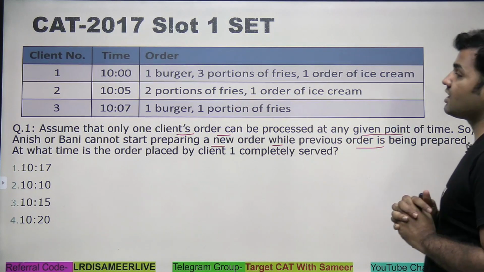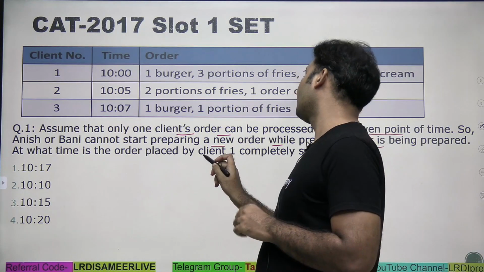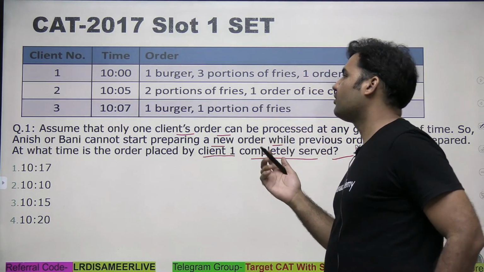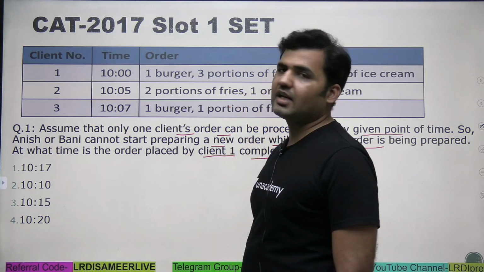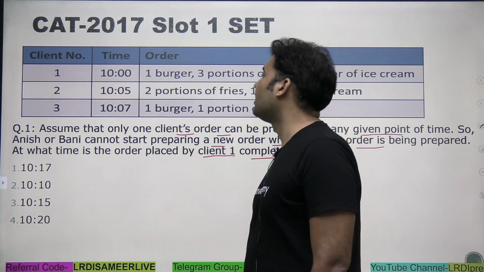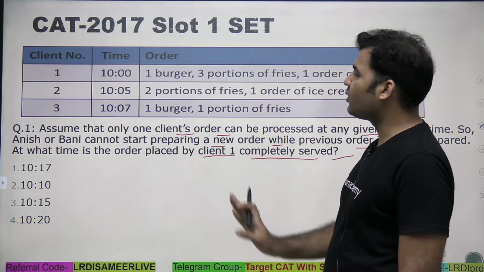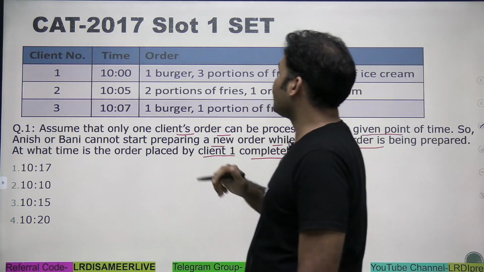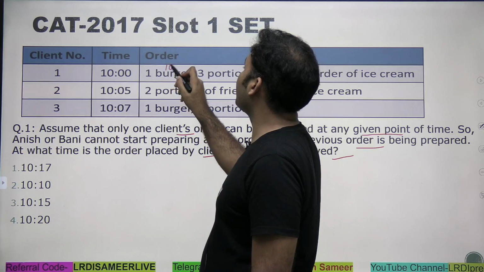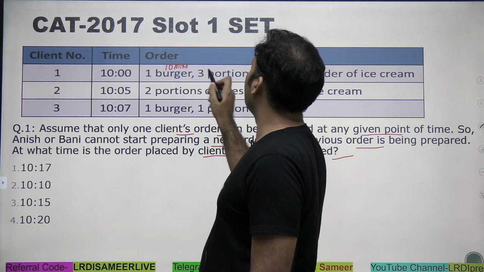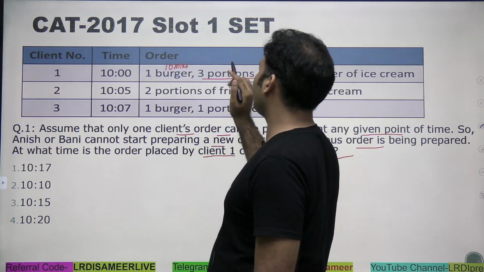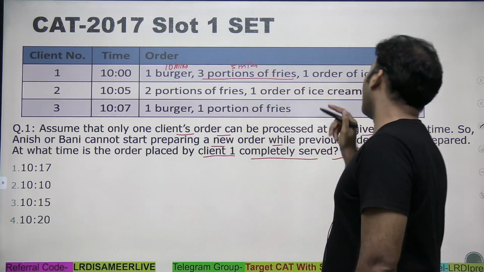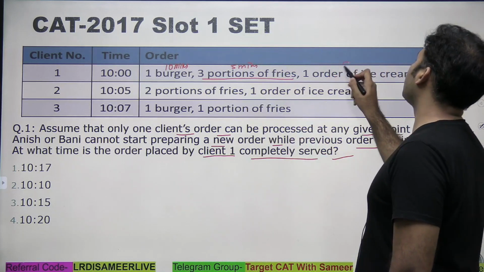So the question is asking at what time is the order placed by client 1 completely served. It does not even require any kind of thinking. You can straight away look at the question and answer it, because it says that a burger can be prepared in 10 minutes. The portion of fries will be prepared by the machine and that will take 5 minutes. There is no attendant required. And 1 order of ice cream will take only 2 minutes.